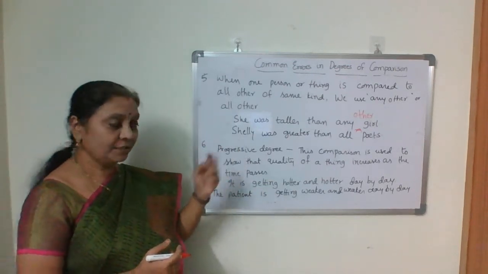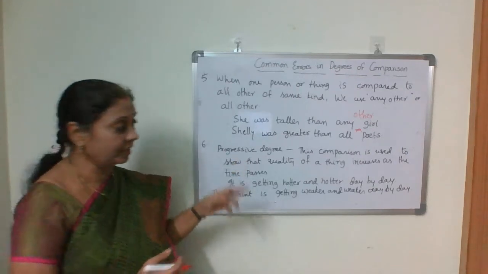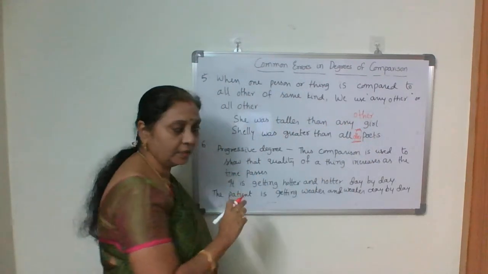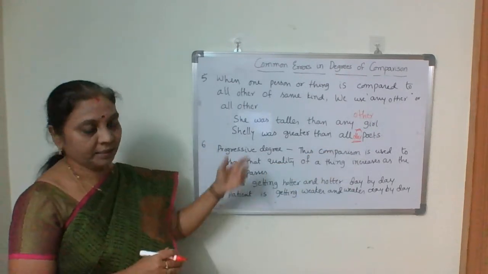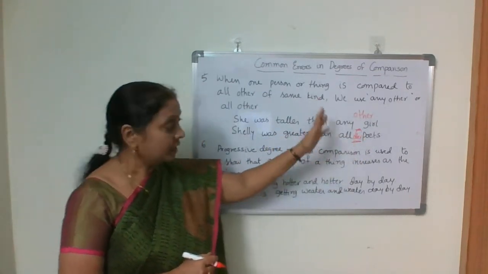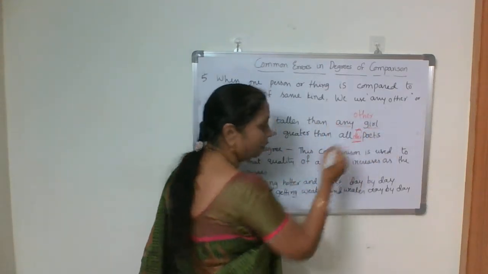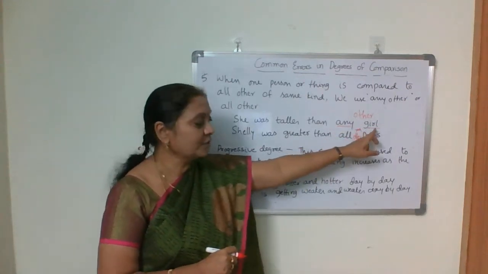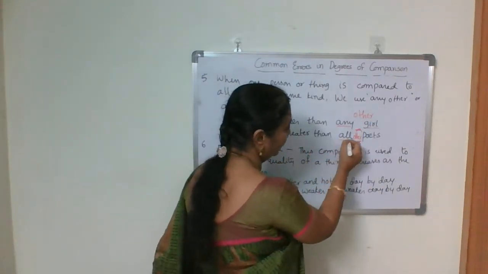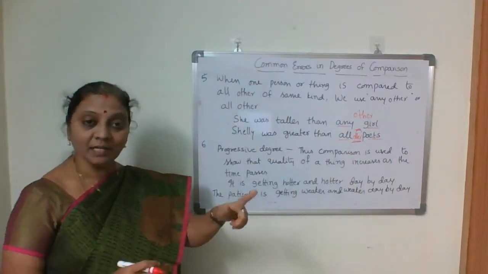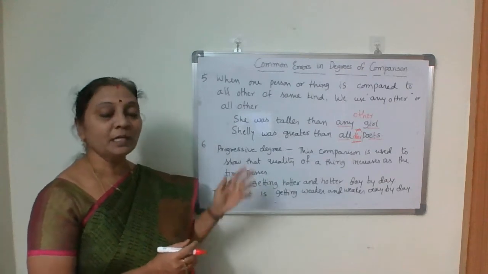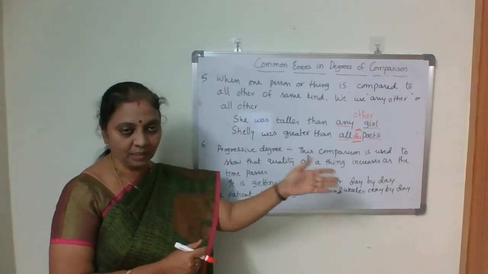Similarly, "Shelley was greater than all poets." Shelley was greater than all other poets. You have to say all other poets. In between any girl or all poets, you should add other. It is compulsory in the comparative degree. Any other girl, all other poets. Similarly, after any other, always a singular noun. After all other, always a plural noun. You have to remember this. Any other girl, singular noun. All other poets, plural noun. Similarly, in the positive degree, no other girl in the class.